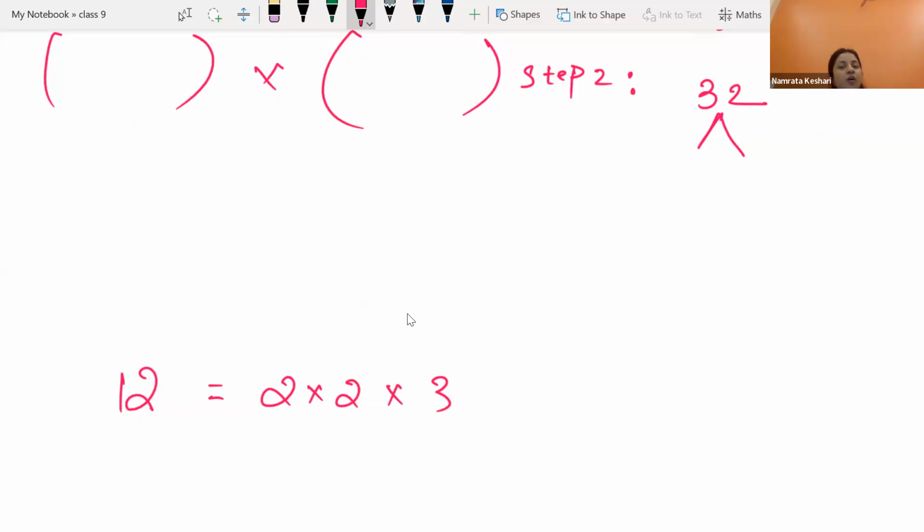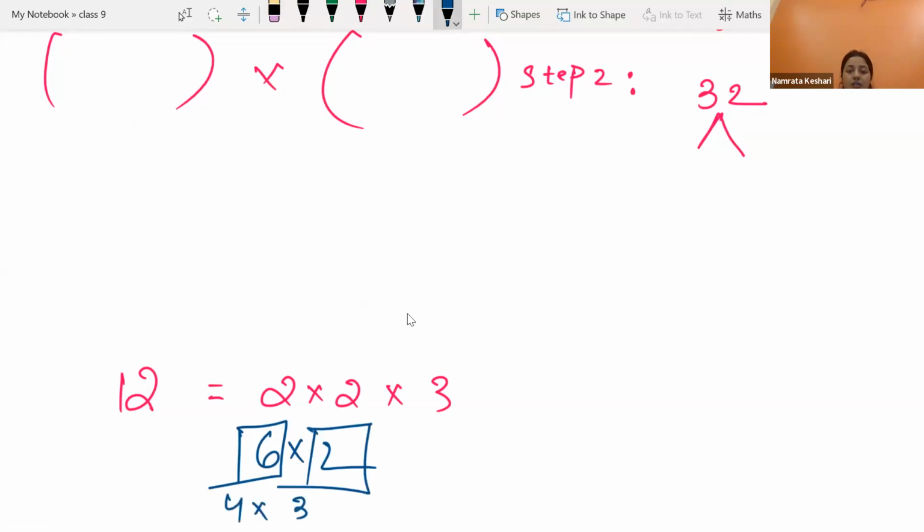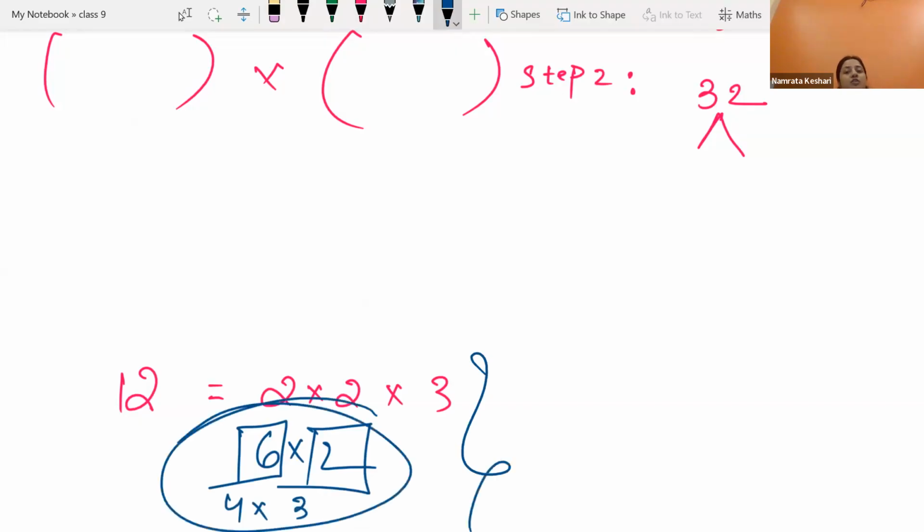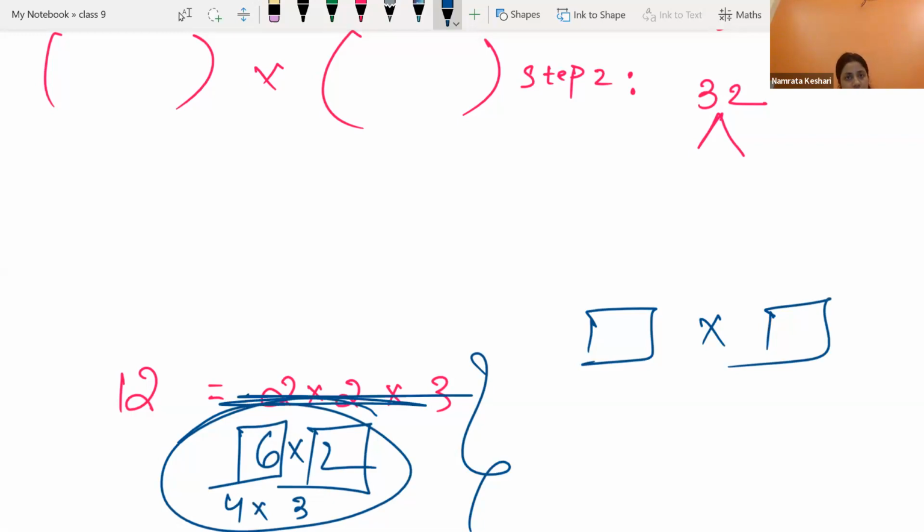Yes, ma'am. Okay, we can write it as 2 into 2 into 3, but in this case, once we do factorization, we will only take two numbers. That means 6 into 2. Only two factors. While doing the factorization, we will only use two numbers. Or maybe 12 can be written as 4 into 3. So this way we will try doing factorization by using only two numbers. So 12 can also be written as 2 into 2 into 3, but we are not going to take it. So same way we are having a number.